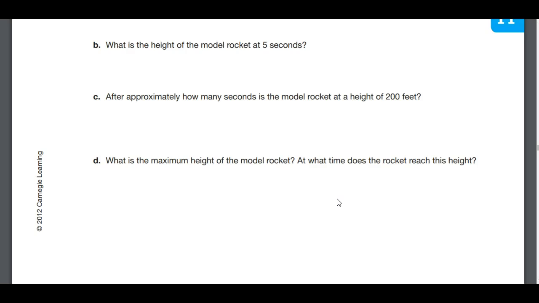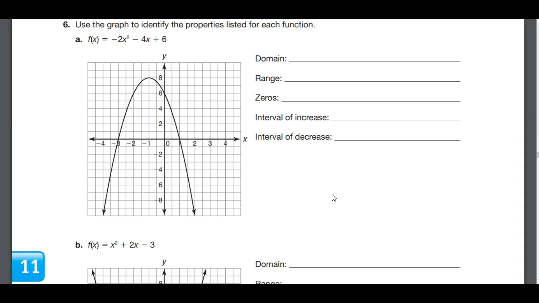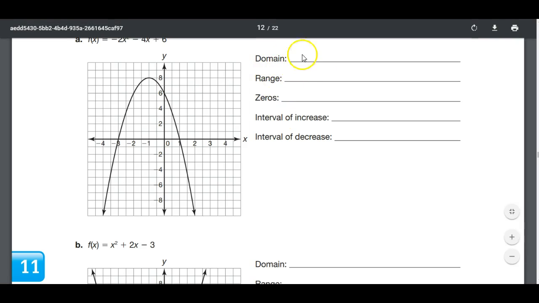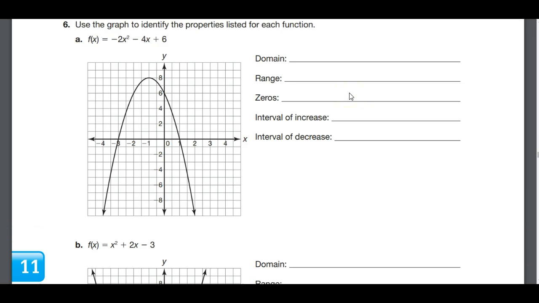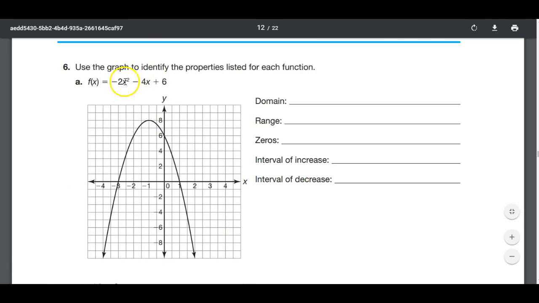Okay? All right. So let's see. Use the graph to identify the properties listed for each function. Okay, so the domain. I'm not going to type this because it took so long before, so I'm just going to say it, and you're going to have to listen and follow along. If you need to rewind, you can. But domain. I can put in any value for x into this. There's nothing that prevents me from putting any number in for x. So my domain is from open parentheses, negative infinity, comma, positive infinity, and then close parentheses.